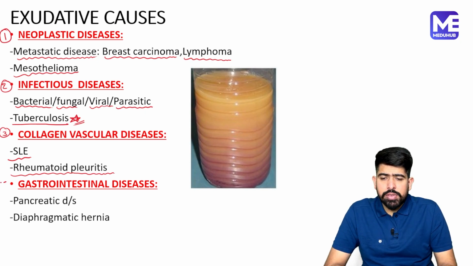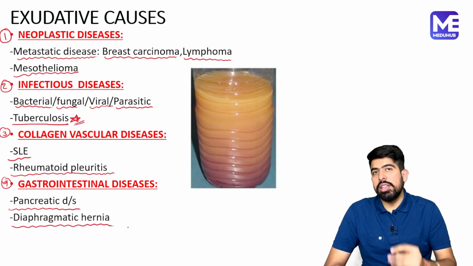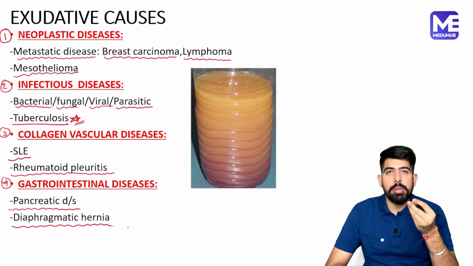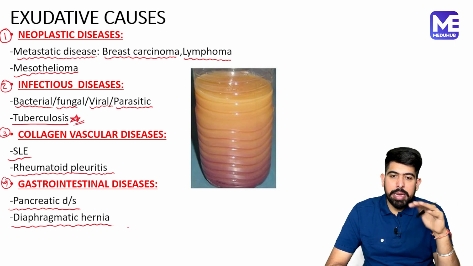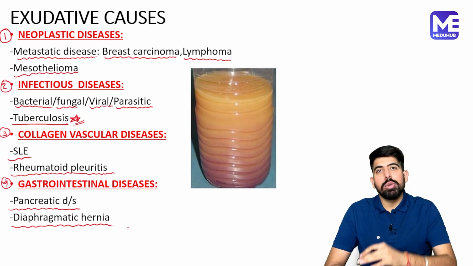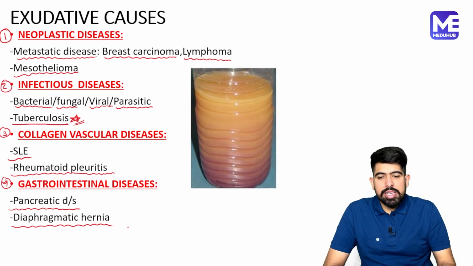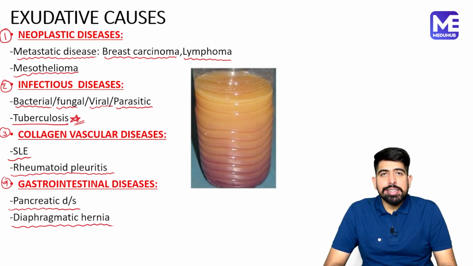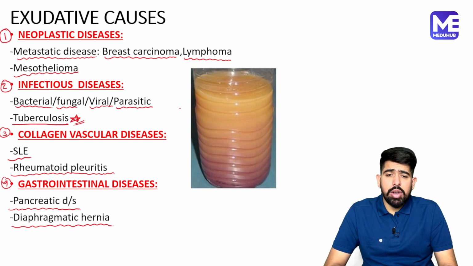And the last one is gastrointestinal disease. In gastrointestinal disease, we have pancreatic diseases and diaphragmatic hernia. From your surgery knowledge, you already know what diaphragmatic hernia means: the abdominal cavity organs pierce out through the diaphragm and come into the thoracic cavity. So in these cases we see exudative pleural effusion.